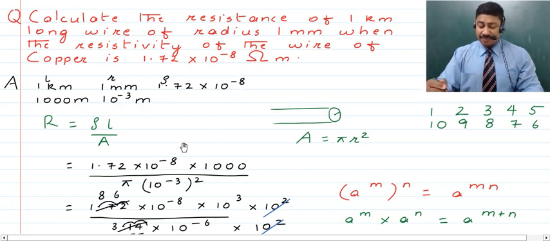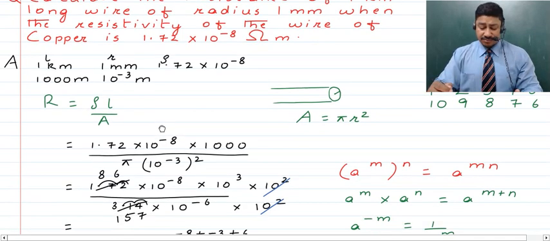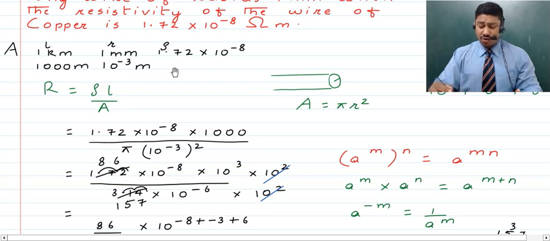Now for the children, we use the formula R is equal to rho L upon A. So we keep the value of rho, which has been given to us, multiply it with the length of the wire, which is 1000, and divide it by pi r square. Now here children, as the wire is always cylindrical, the cross section will always be circular, and the area of cross section of a cylindrical wire is going to be pi r square. So it will become pi times r, that is 10 raised to the power minus 3, whole square.